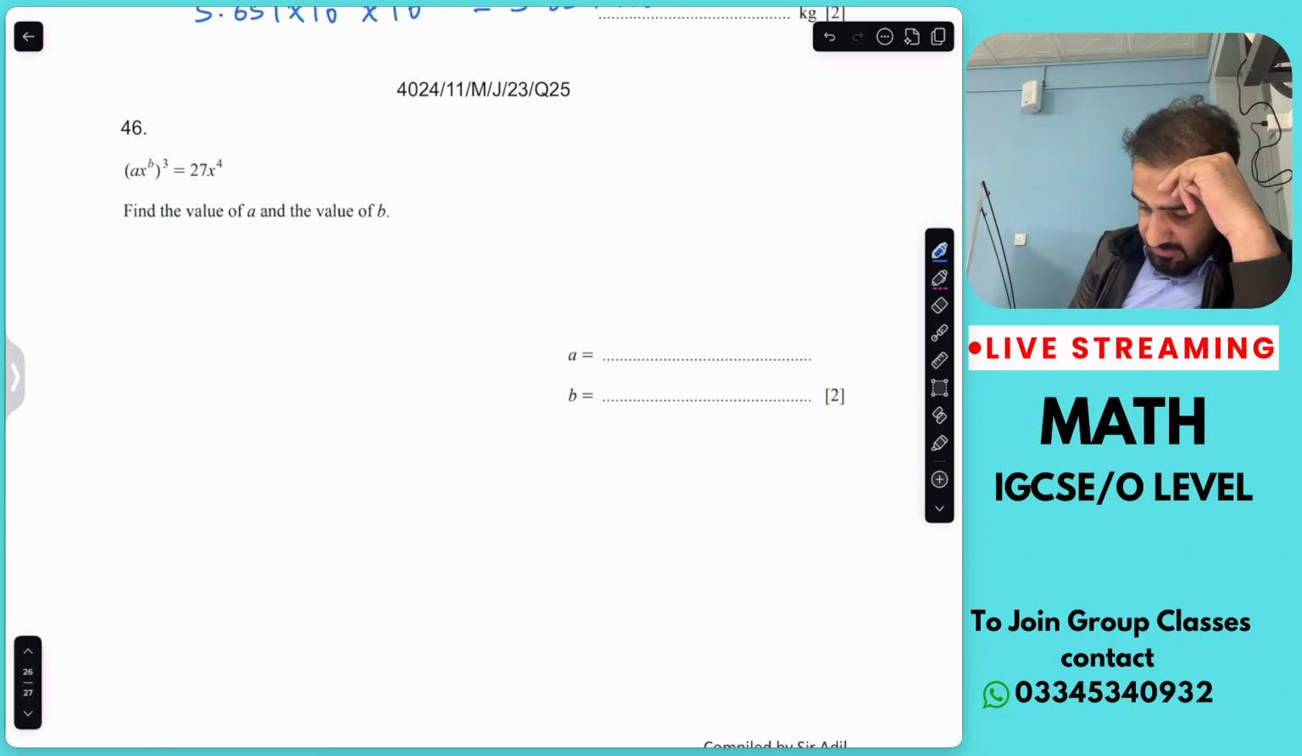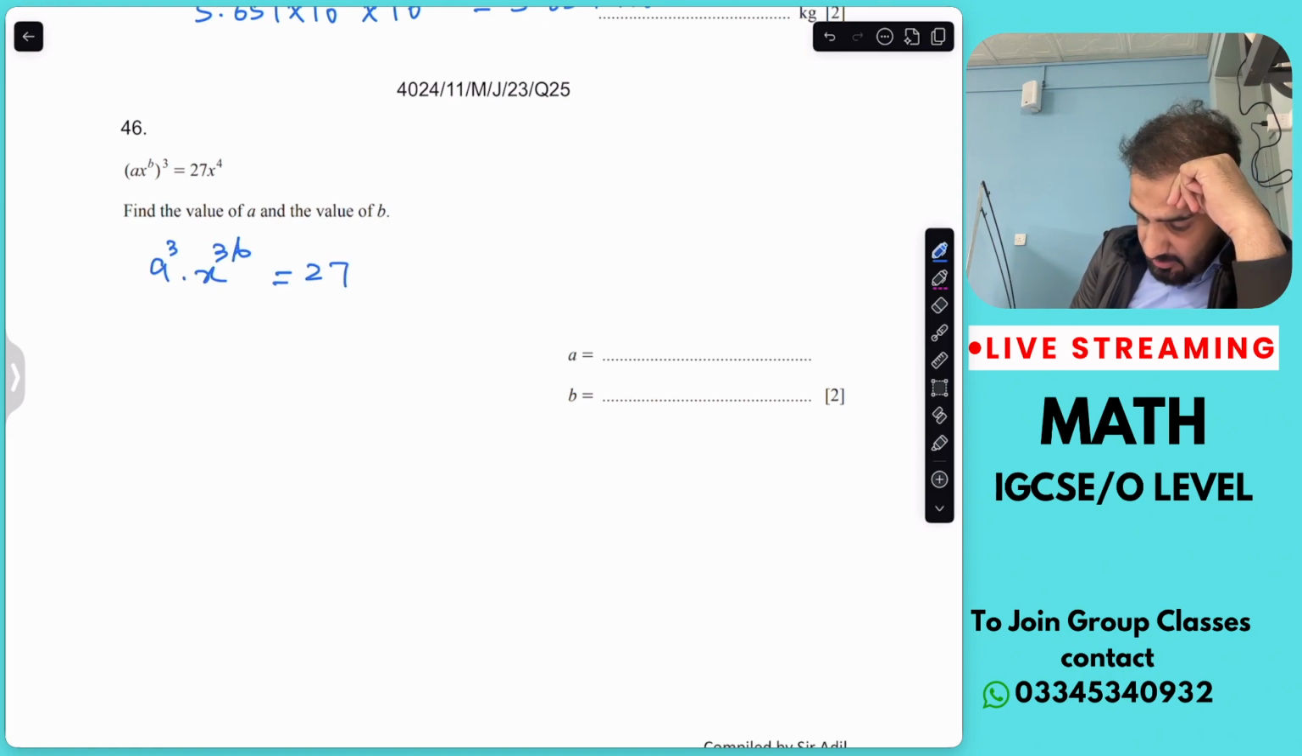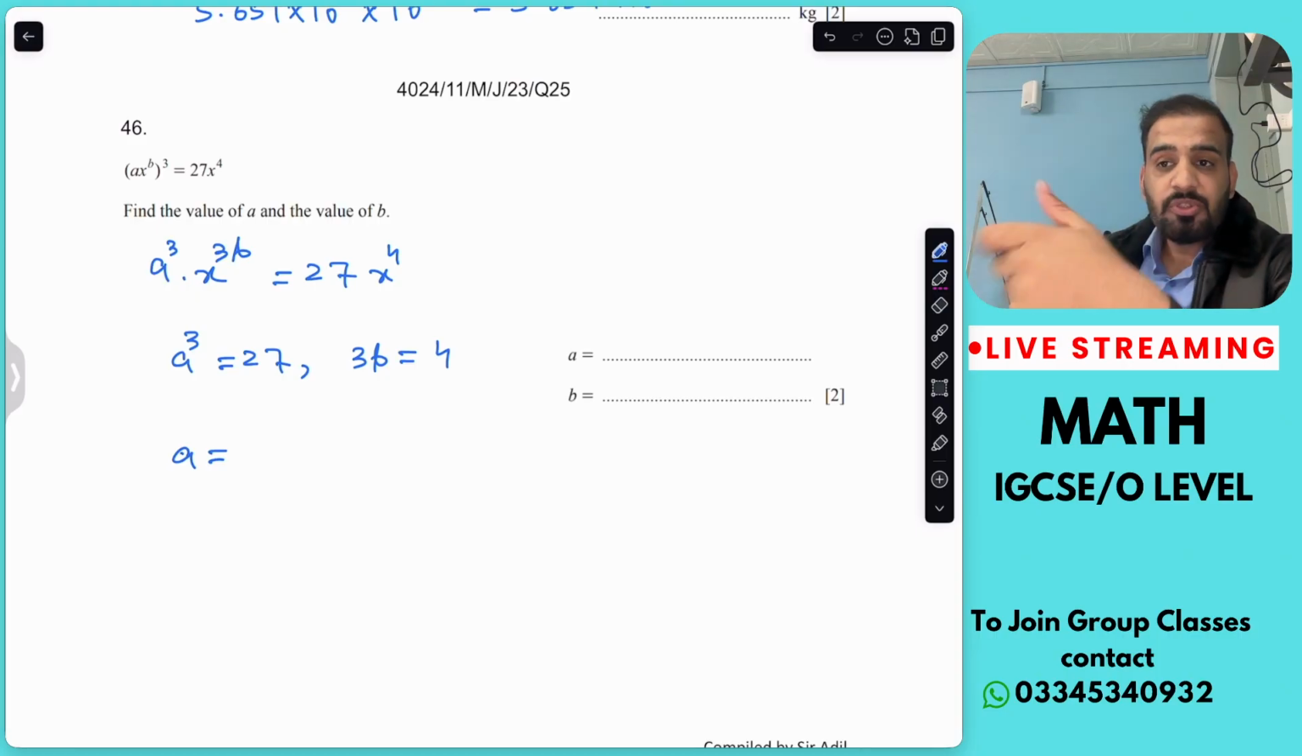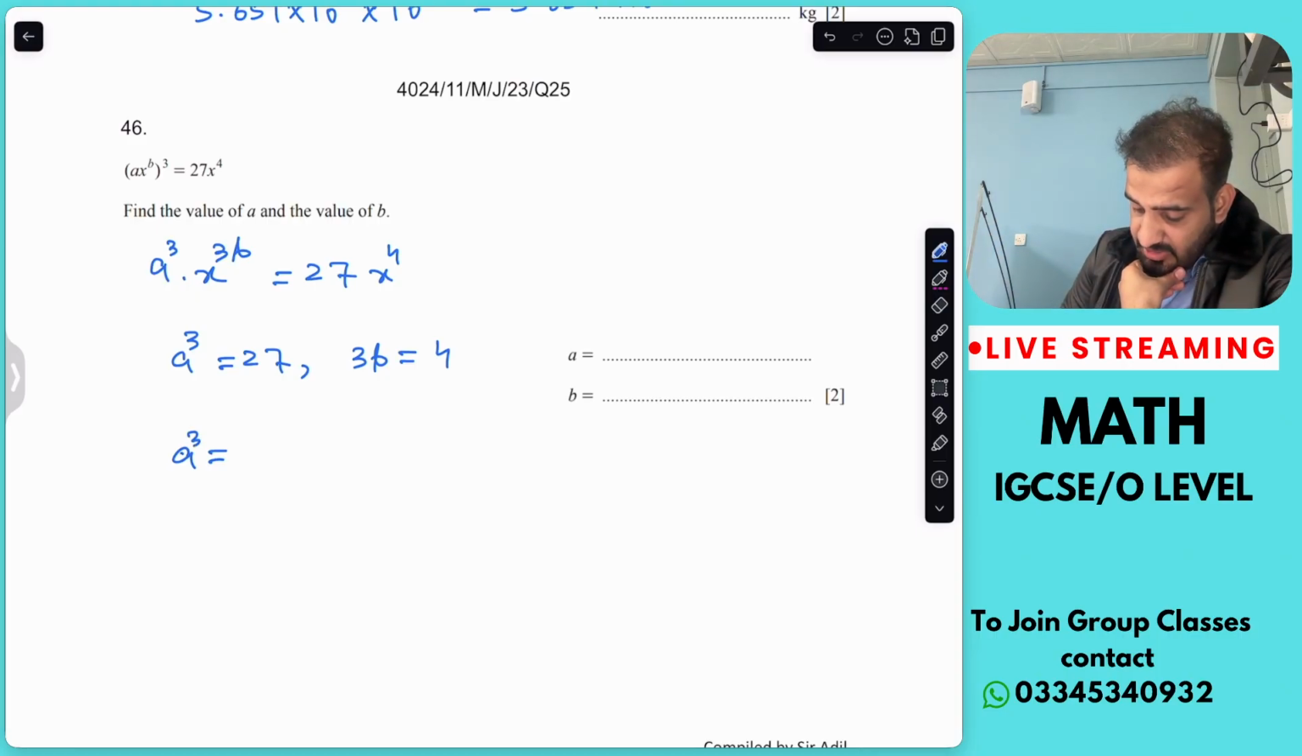Find the values of A and value of B. So first of all, split this cube on A and B. Then compare A cube with 27 and power 3B with 4. So to find A, we will find the cube root. So let's take cube root on both sides.